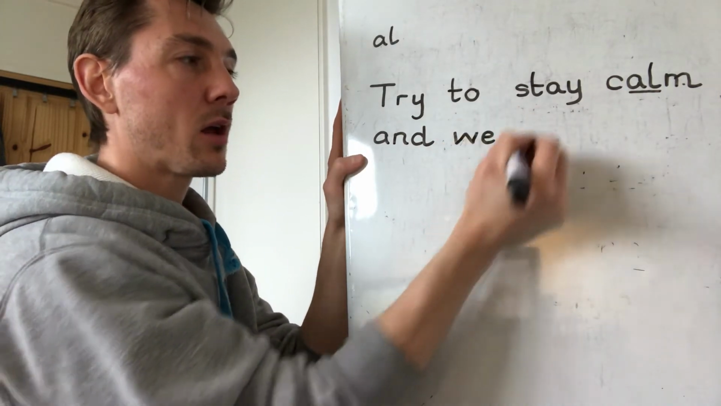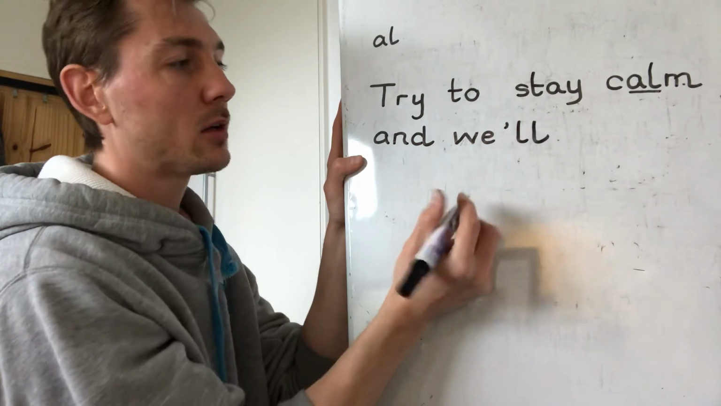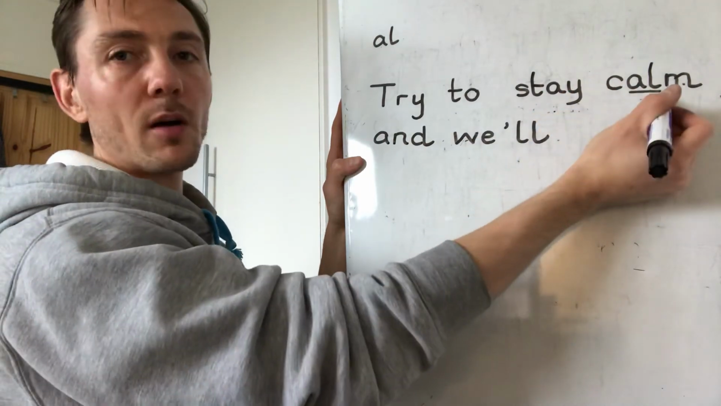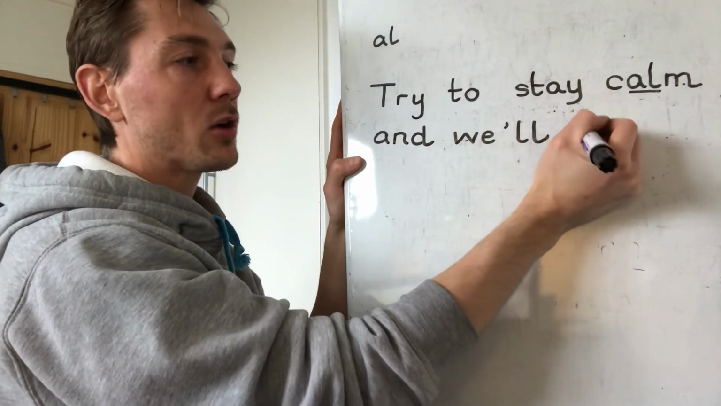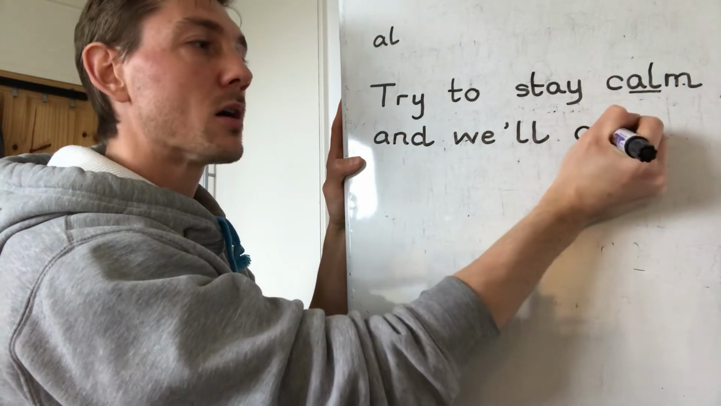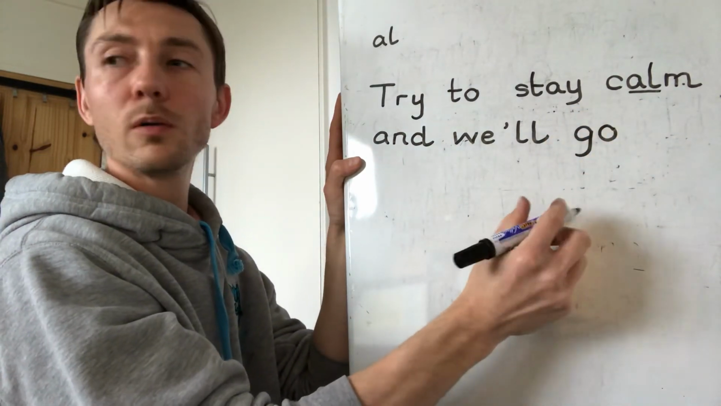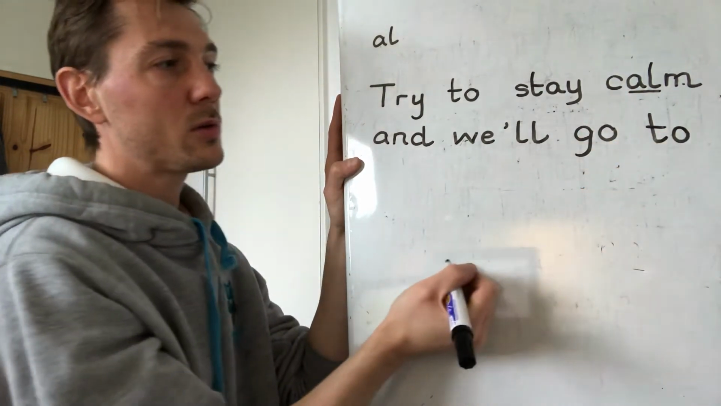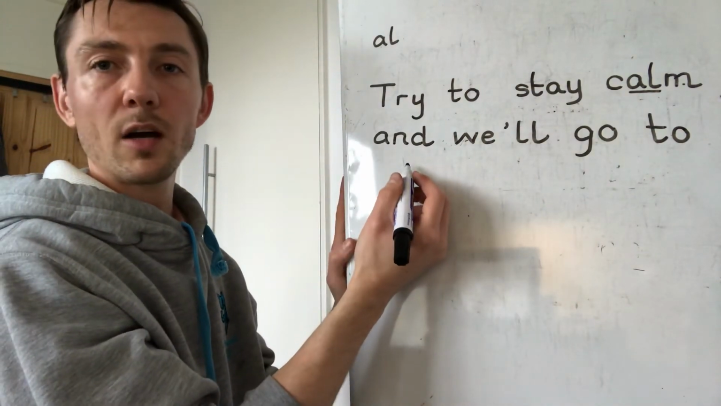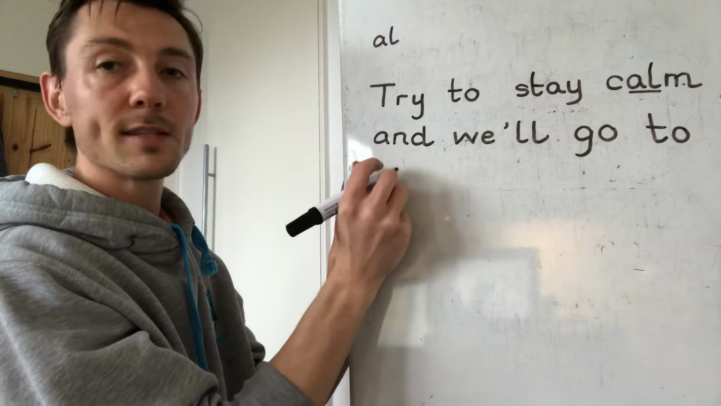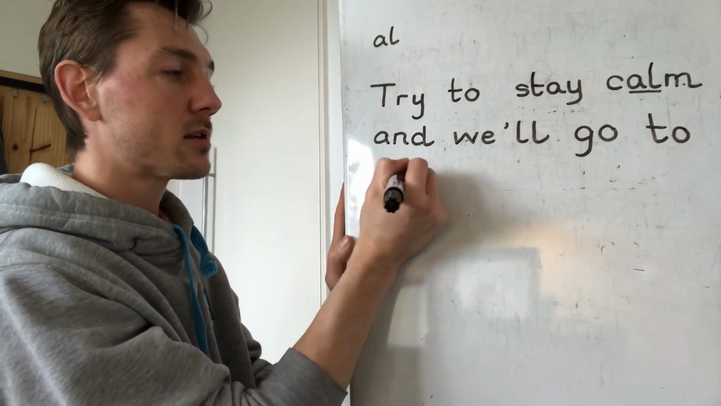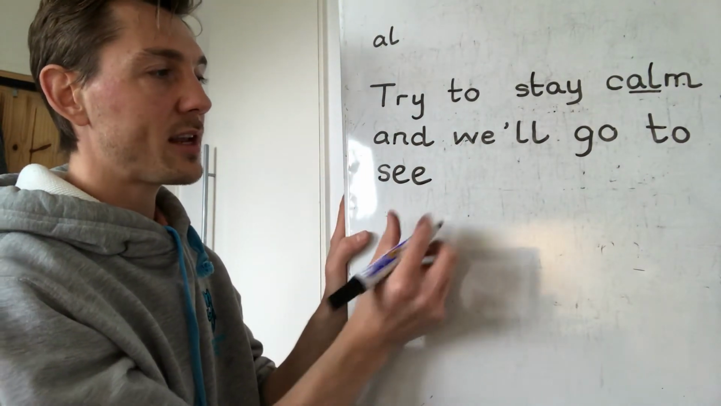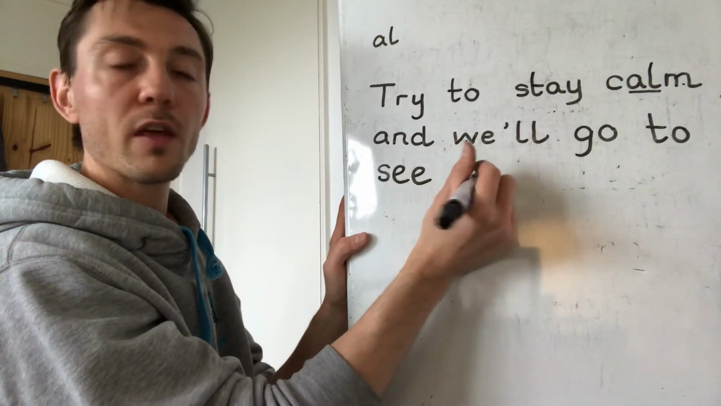We, apostrophe, we'll. Try to stay calm and we'll go to. Try to stay calm and we'll go to see. See who? We'll go to see the doctor.